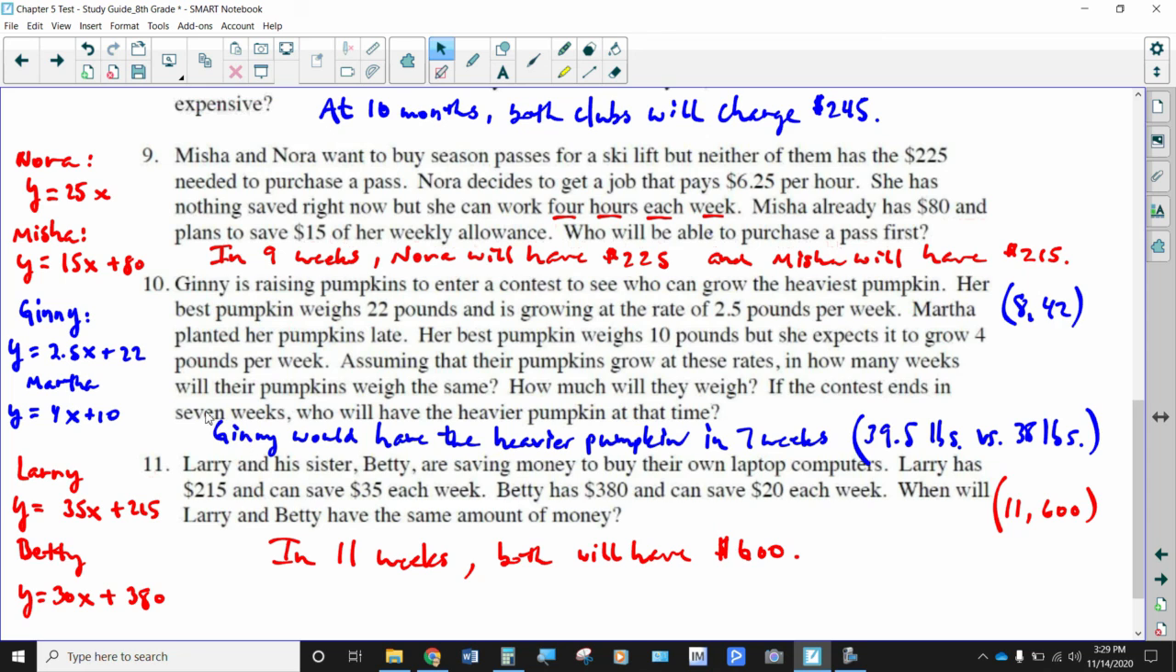If the contest ended in 7 weeks, that's what I'm answering right here. So in 7 weeks, who will have the heavier pumpkin? Multiply each one times 7. This one is going to be 39.5 pounds, and this one would be 38 pounds. It looks like Ginny's would be a little bit heavier in 7 weeks. In 8 weeks, they would be the same. In 9 weeks, Martha's is going to be the heavier one because it's growing at a faster rate per week.